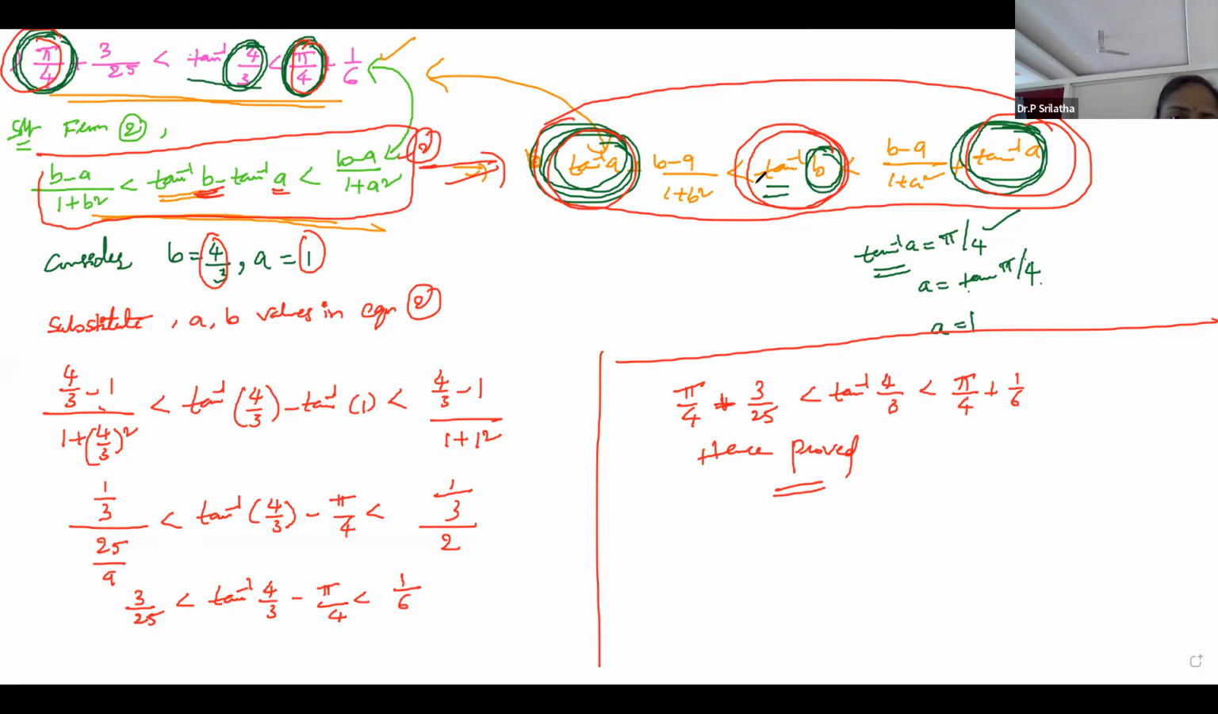Now move on to the next question. Now tell me what is the A value and what is the B value. What is the question? That is (5 pi plus 4) divided by 20 is less than tan inverse 2 is less than (pi plus 2) by 4. Okay. Now tell me what is the B value and what is the A value?